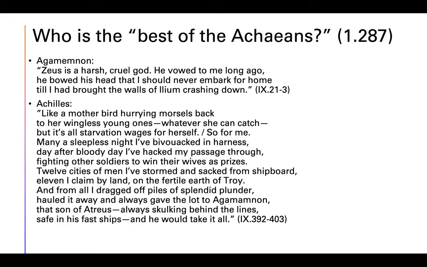On the other hand, maybe you think Achilles is the best of the Achaeans. He is the best soldier. Where Agamemnon is the most powerful king, probably the richest, the most politically powerful person, Achilles is the reason why they would win the war anyway. He is the best soldier. Here's Achilles talking about his labors as a soldier. Note the weird simile here, the strange epic simile.